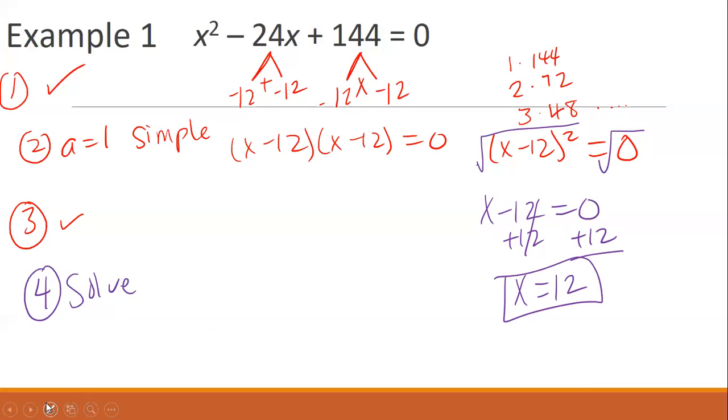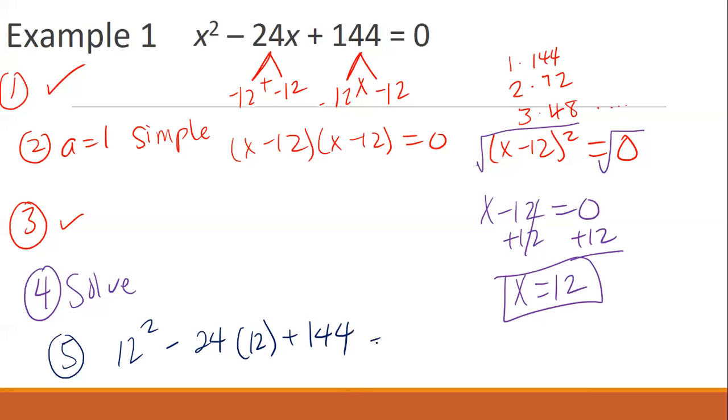And I'm like, man, I'm really not sure if I did that right. Let me see. So if I plug 12 back in, I get 12 squared minus 24 times 12 plus 144. This equals 144 minus 288 plus 144, and that equals 0.